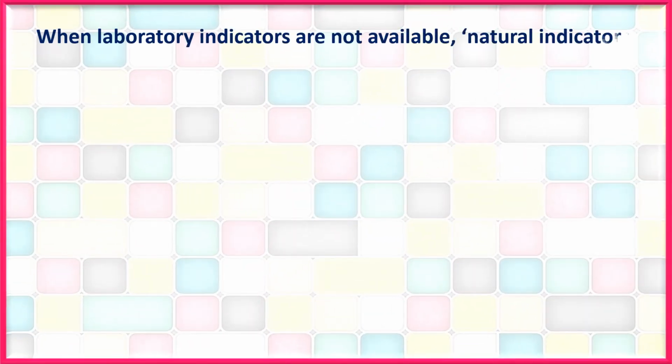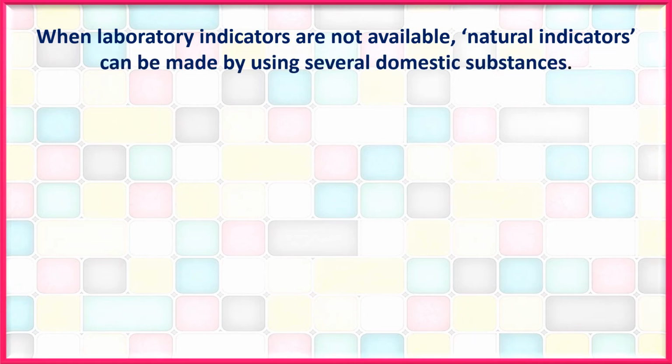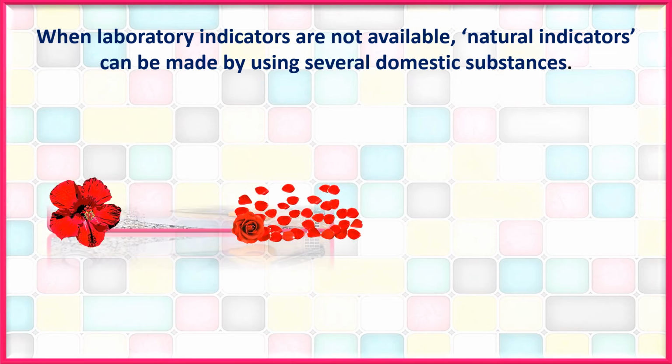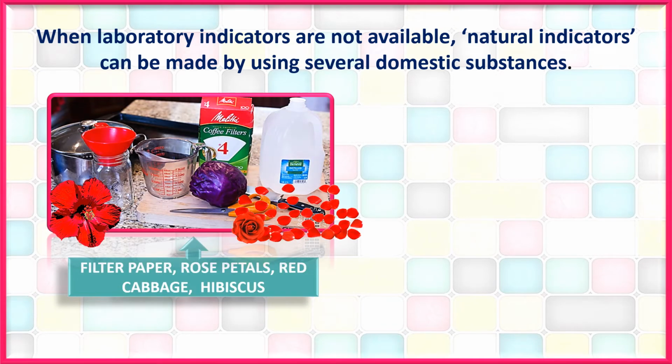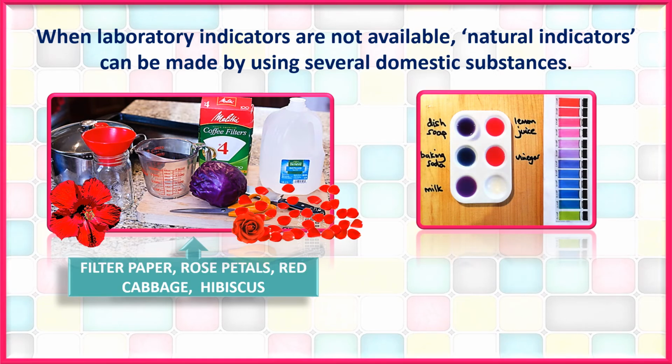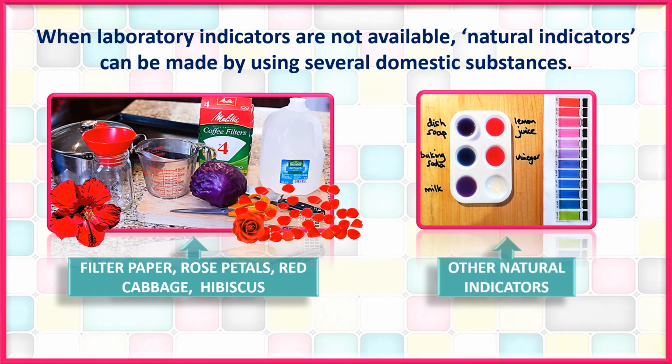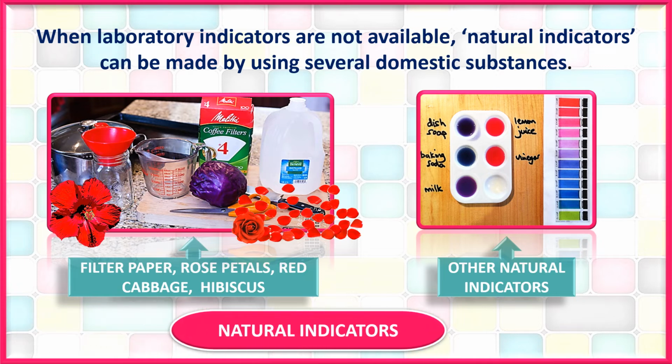When laboratory indicators are not available, then we can use natural indicators, which can be made using several domestic substances which we have at home. These are some of them: filter paper, rose petals, red cabbage, hibiscus, beetroot, milk, baking soda, dish soap, lemon juice, vinegar. All of these can be used to indicate whether the substance we want to know about is an acid or it is a base. And because they are made at home, they are called natural indicators using natural substances.